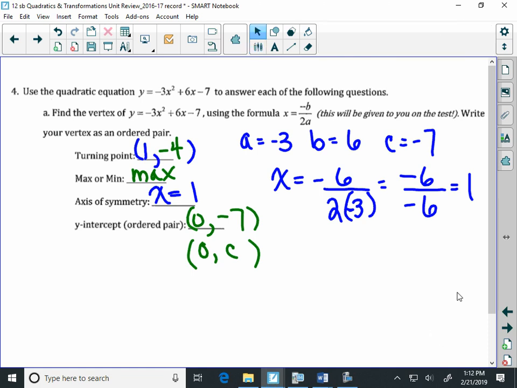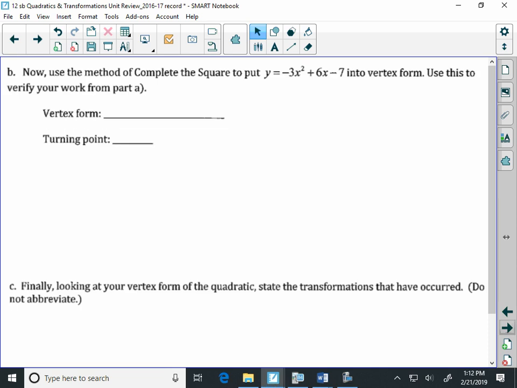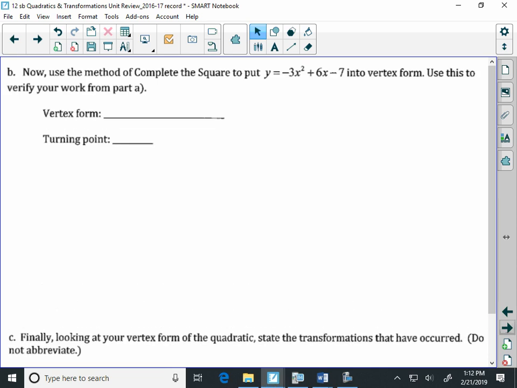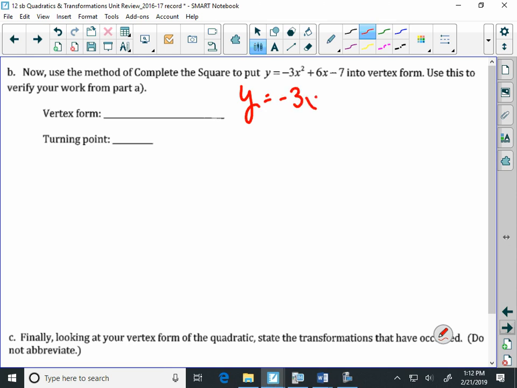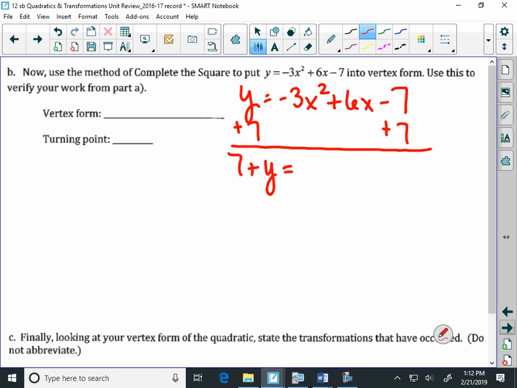And then as we continue on down the page, we want to put this into vertex form using completing the square. And this one's a little bit trickier. I'm going to write the problem down again. y equals negative 3x squared plus 6x minus 7. I'm starting with moving the 7 over to the other side. Add 7 to both sides. You get 7 plus y. There's nothing wrong with you writing y plus 7 equals negative 3x squared plus 6x.